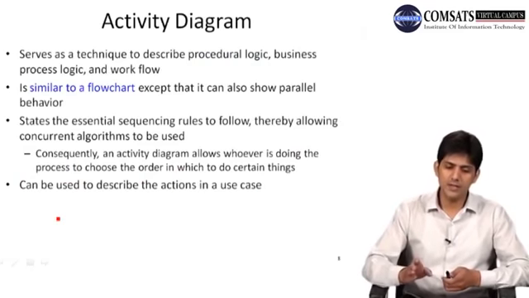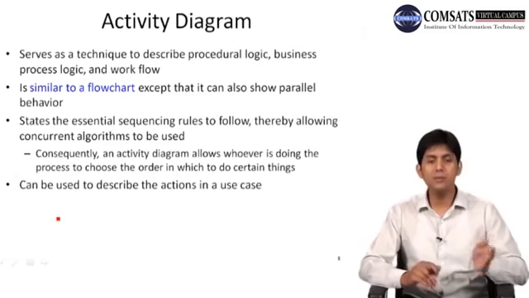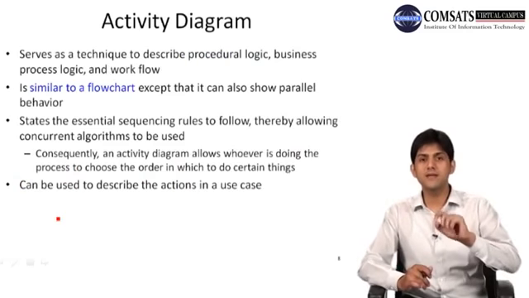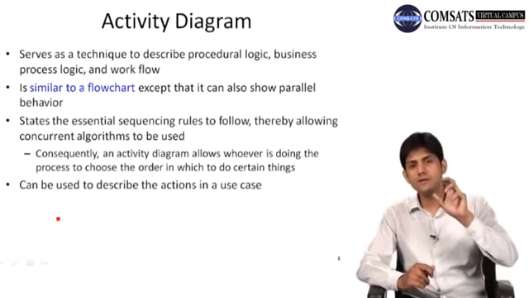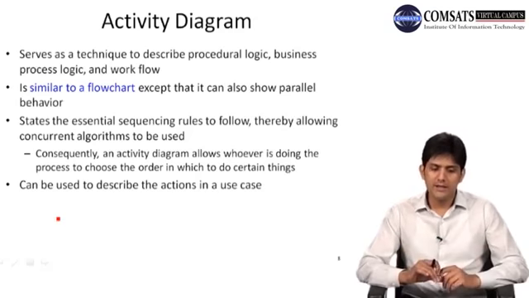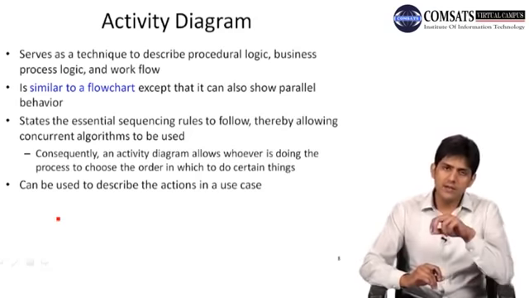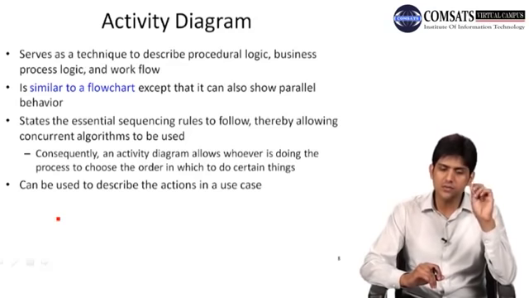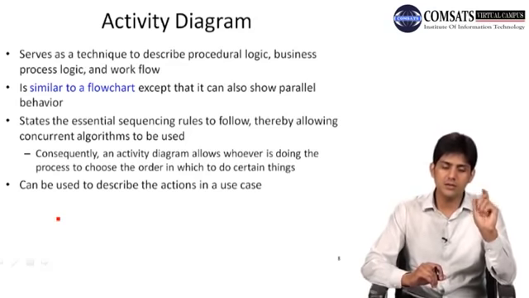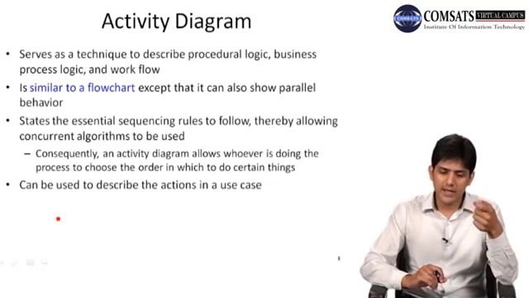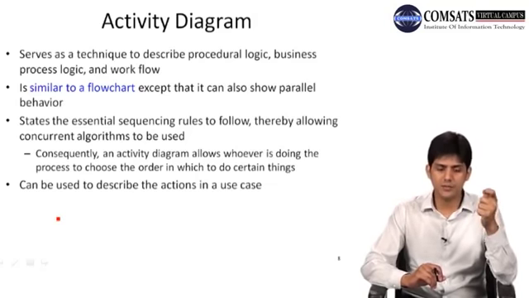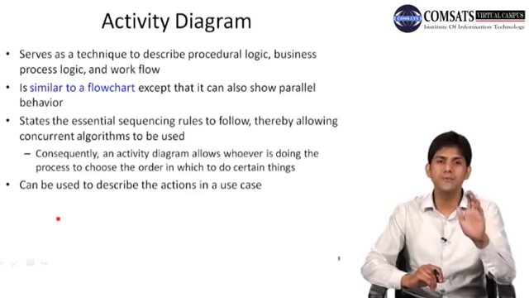It is similar to a flow chart, except that it can also show parallel behavior. Now this is very interesting. As I said, and as we saw in the first slide, when to use these activity diagrams is that they can be used to represent multi-threaded applications. So we need to keep in mind that activity diagrams can also model parallel behavior. And thirdly, activity diagram, this states the essential sequencing rules to follow, thereby allowing concurrent algorithms to be used. Consequently, an activity diagram allows whoever is doing the process to choose the order in which to do certain things.